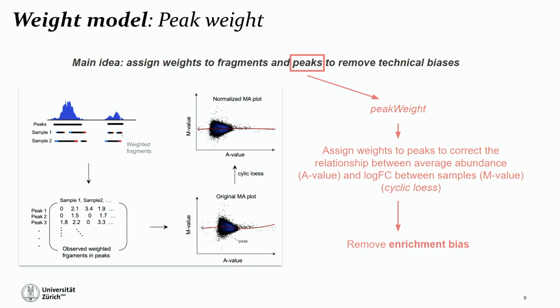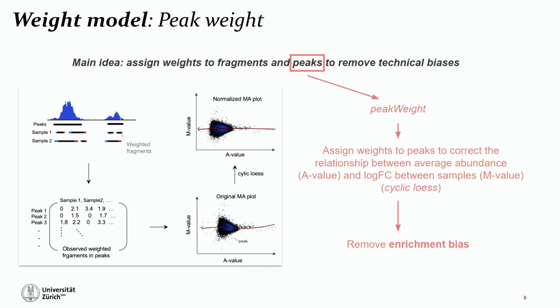So this is done by a nonlinear Loess-based normalization method called cyclic Loess. For each pair of samples, we created an MA plot. Each dot is a tested peak, and the M value on the y-axis is the log-fold change in accessibility between those two samples. And the A value is the average accessibility of those two samples.